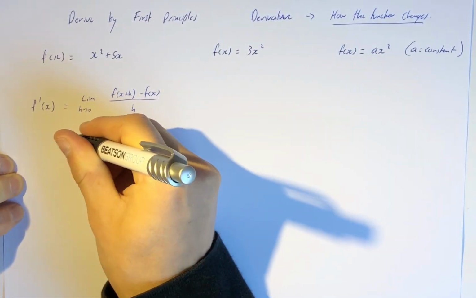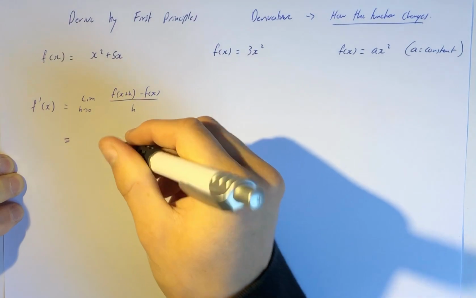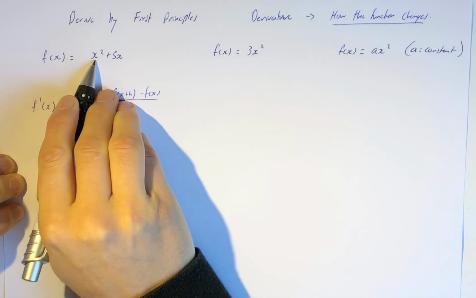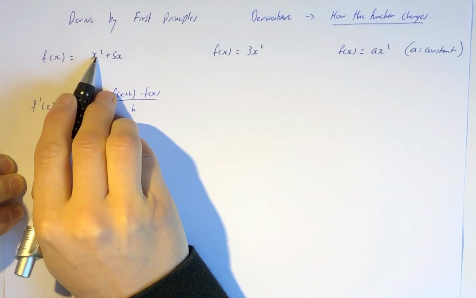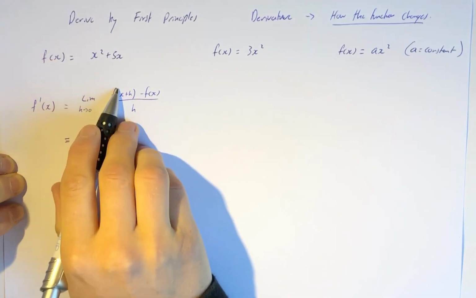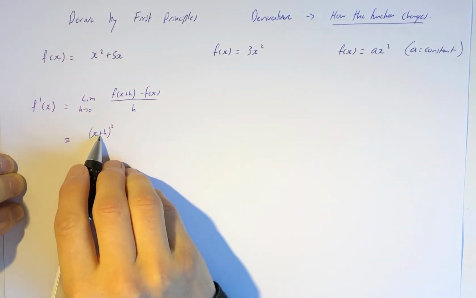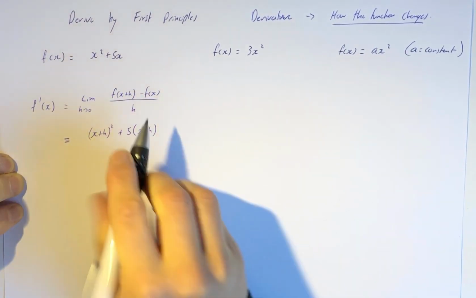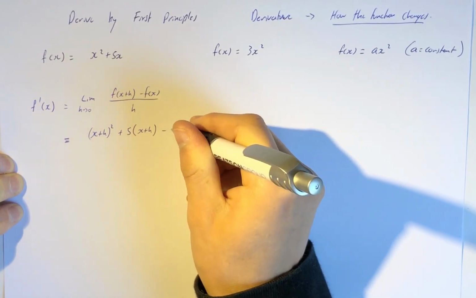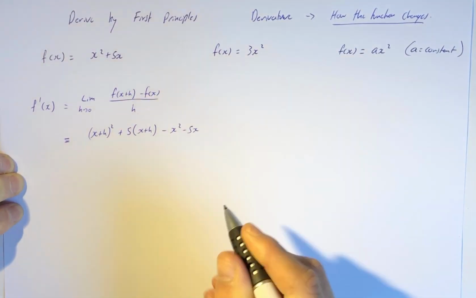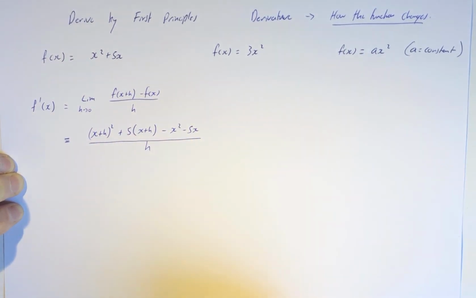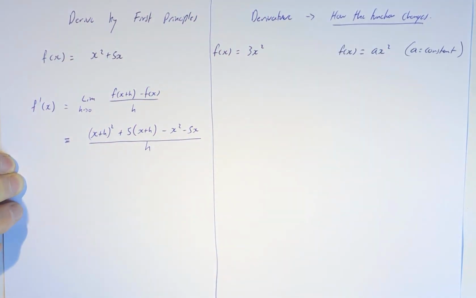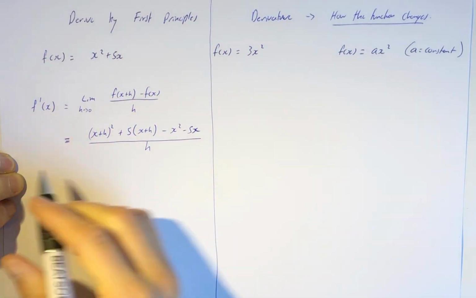So let's have a look at what that might look like. If we have f of x plus h, well, that's going to be x plus h squared. All I have to do is put x plus h in for whatever my input variable is. So x becomes x plus h. So it's x plus h squared plus 5 times x plus h. And then we're just taking away the original function. So we take away x squared, take away 5x, all over h. Now we expand and simplify.